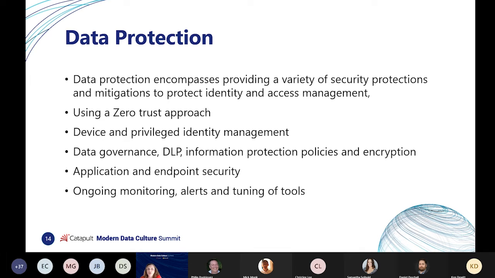Again, application and endpoint security. We always have to be engaged in ongoing monitoring, alerts, and tuning of tools. Next slide, please.